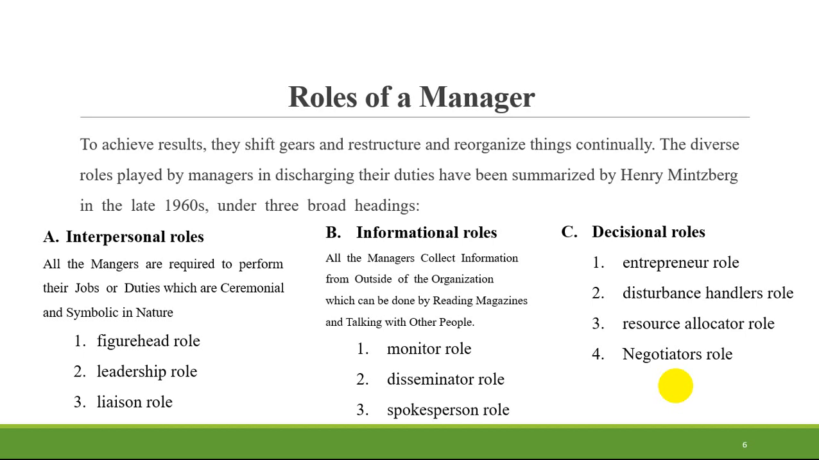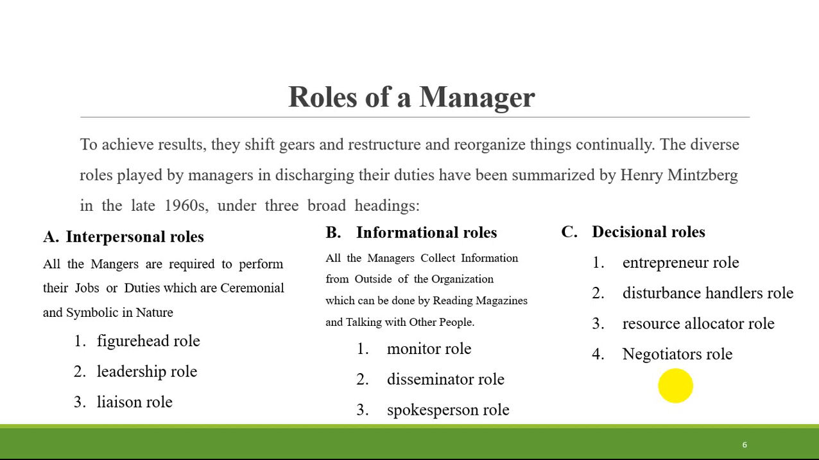The very first, according to the late 1960s, Henry Mintzberg determined three main headings for the roles of a manager. The very first one is the interpersonal role. Interpersonal roles are that all managers are required to perform duties that are ceremonial and symbolic in nature. So we are concerned with the symbolic nature. The very first interpersonal role is the figurehead role.